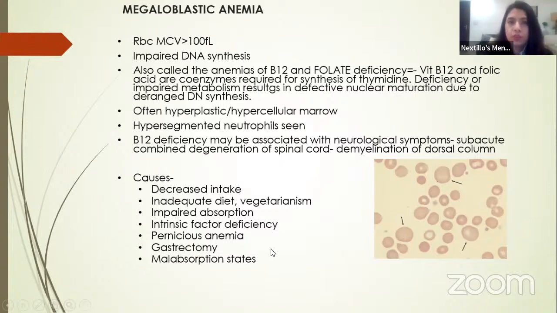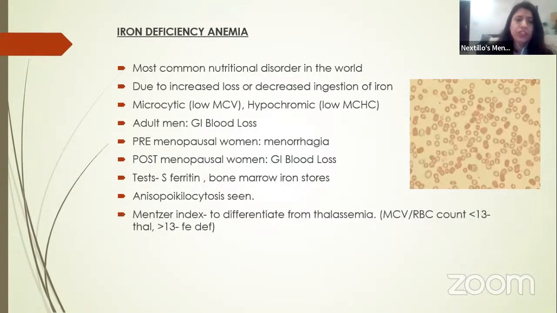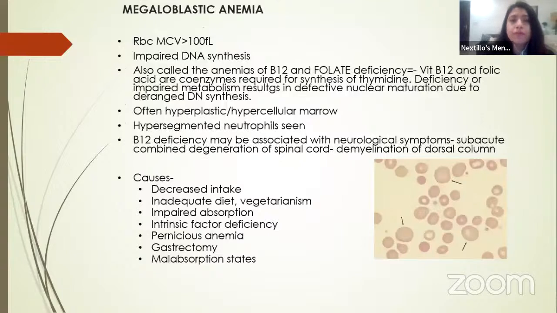Pernicious anemia is an autoimmune condition in which the lining cells of the stomach are destroyed by autoantibodies, and hence intrinsic factor will not be released. And again, gastrectomy, very similar. When the stomach is removed, there's no intrinsic factor, and hence vitamin B12 is not being absorbed. So those were the causes of megaloblastic anemia and how we identify a megaloblastic anemia.